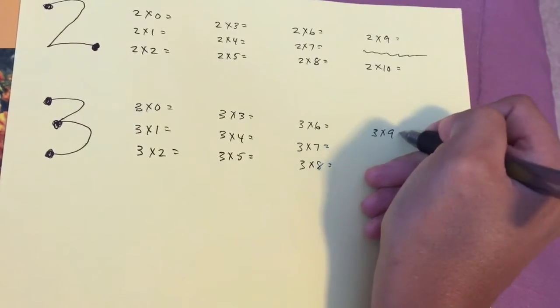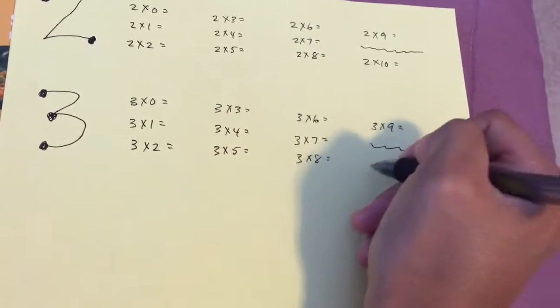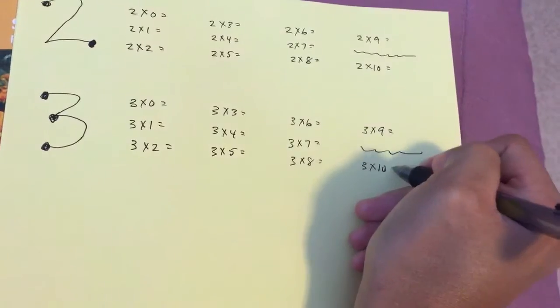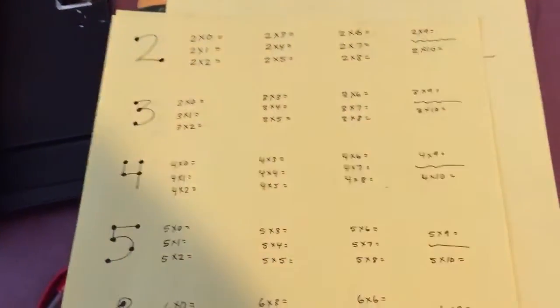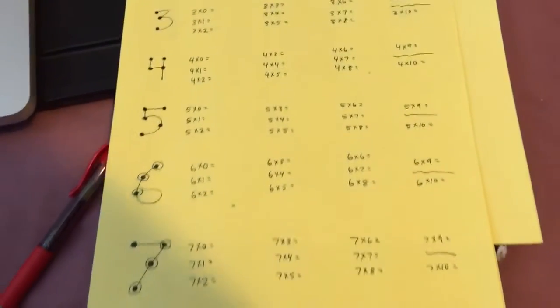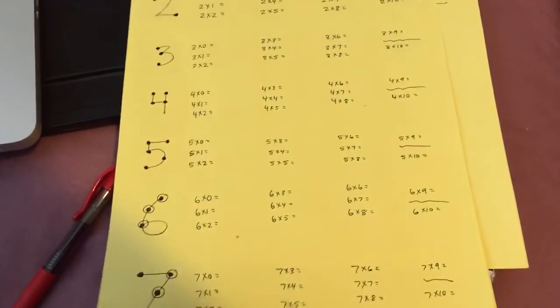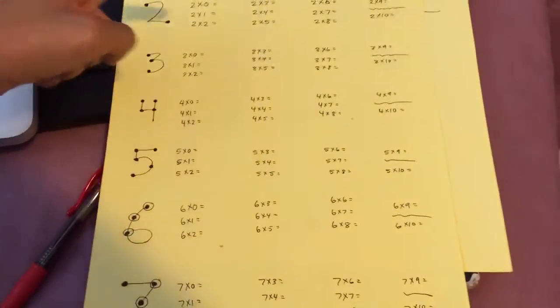Once we hit 3 times 9, we'll draw a squiggly line and do 3 times 10 equals. So we're going to keep doing this for all of the numbers, and when we're done with this, it should look a little bit like this. So you can see how we have the 2, 3, 4, 5, 6, 7, and that's all that fit on one page. And how we don't have any answers.